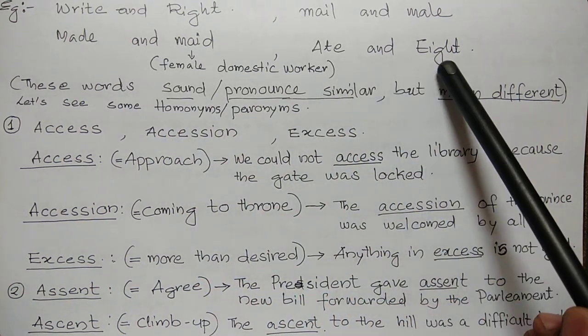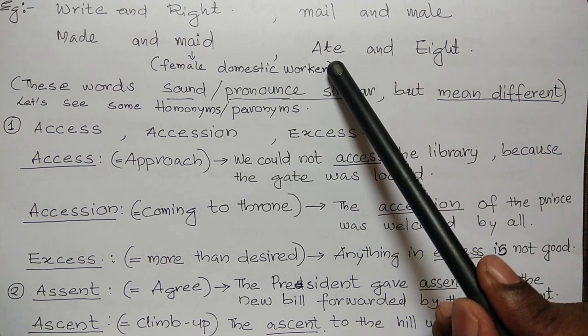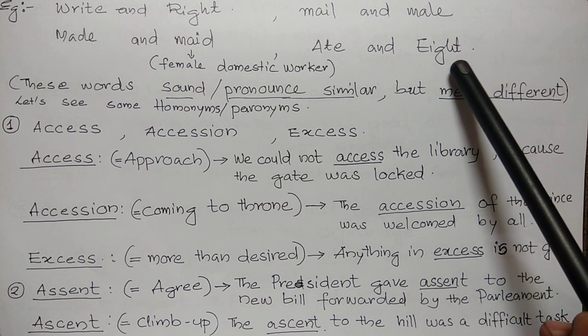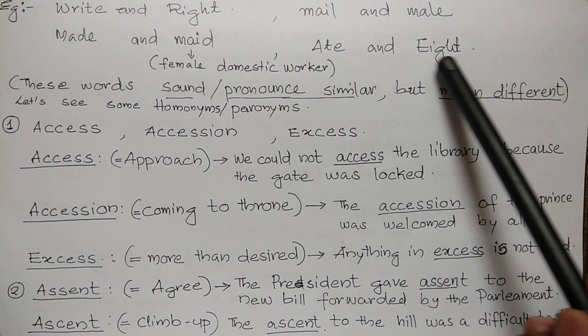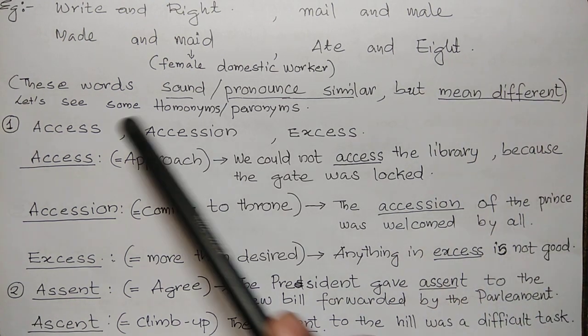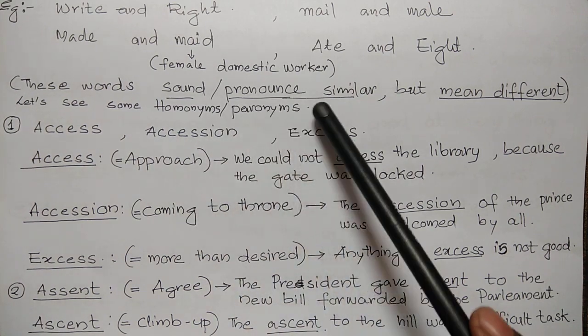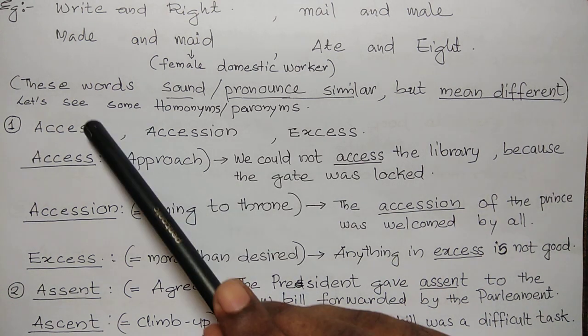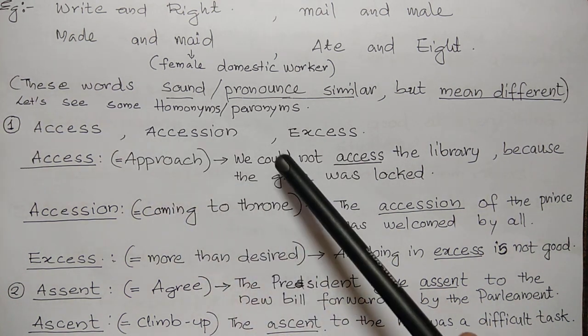Ate and eight. Ate is the past tense of eat. And E-I-G-H-T, eight, the number eight. Both pronounce the same. These words sound, pronounce similar but mean different. Let's see some homonyms or paronyms.